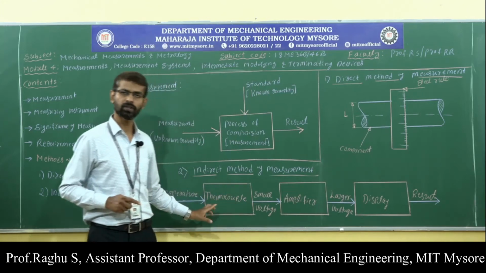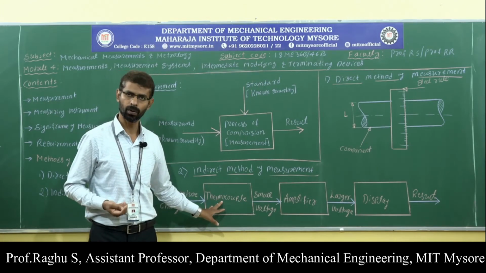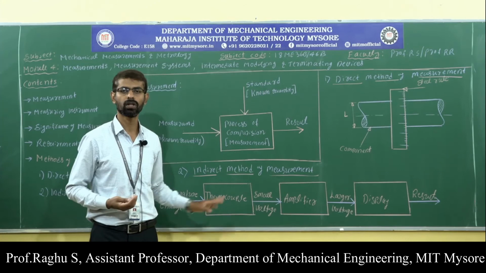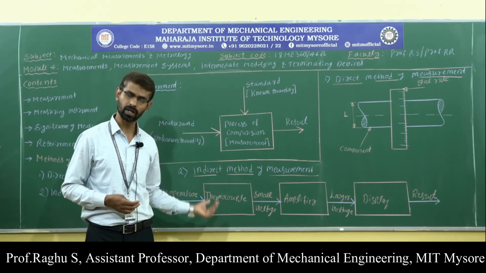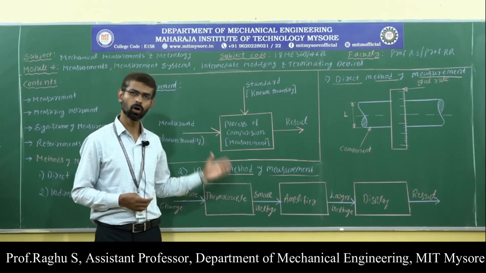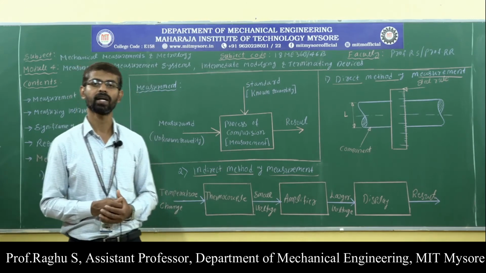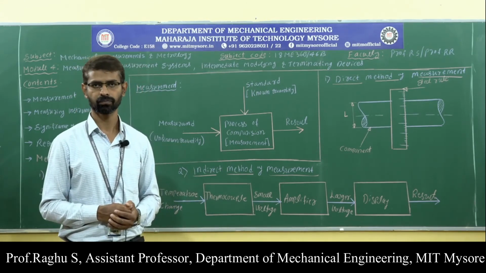An example for the direct method is measurement of the length of a component using a steel scale. Indirect method examples are measurement of temperature using a thermocouple, measurement of force using a load cell, and measurement of strain using strain gauges. These are all examples of the indirect method of measurement.